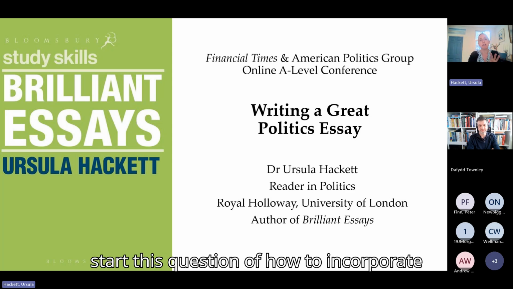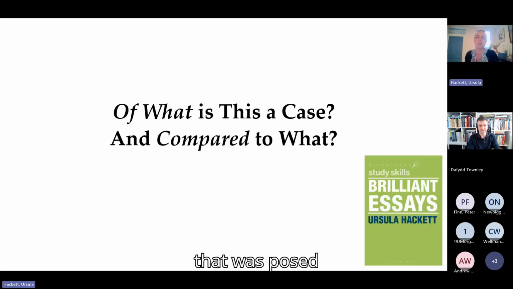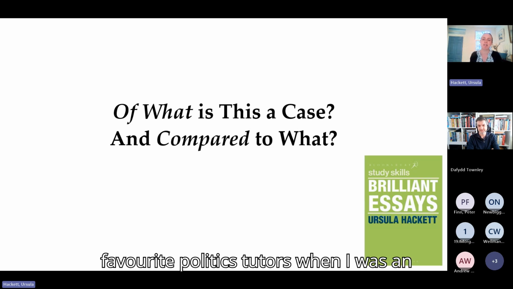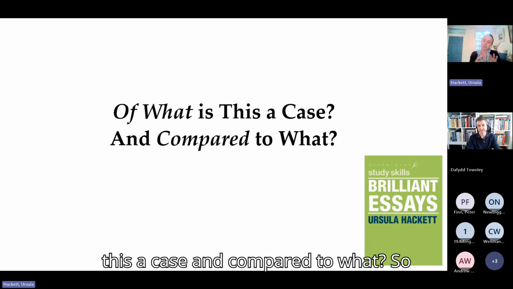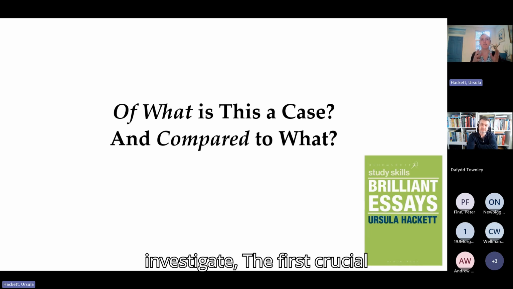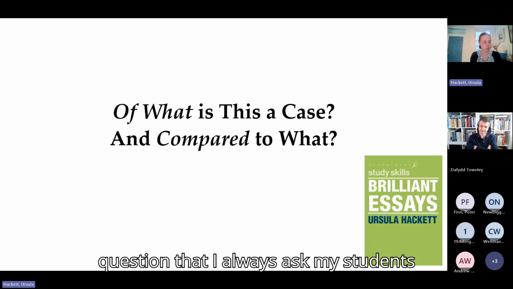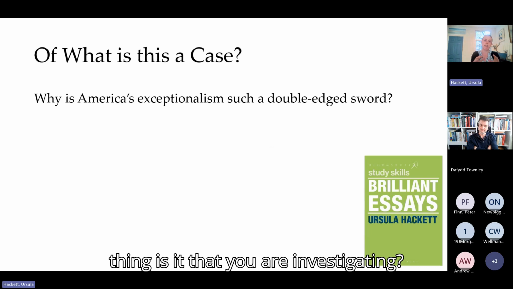And I'm going to start this question of how to incorporate empirical evidence with a question that was posed by one of my favourite politics tutors when I was an undergraduate, and which I now in turn ask my own students, and that is, of what is this a case and compared to what? Of what is this a case and compared to what? So when we're thinking about the empirical phenomena that we're trying to investigate, the first crucial question that I always ask my students is, of what is this a case? What sort of thing is it that you are investigating?